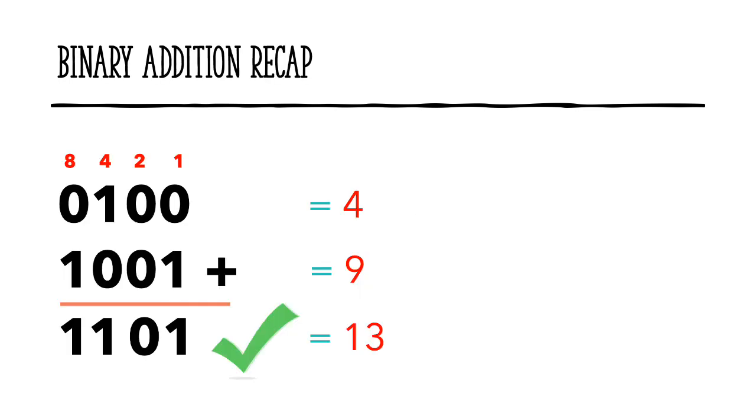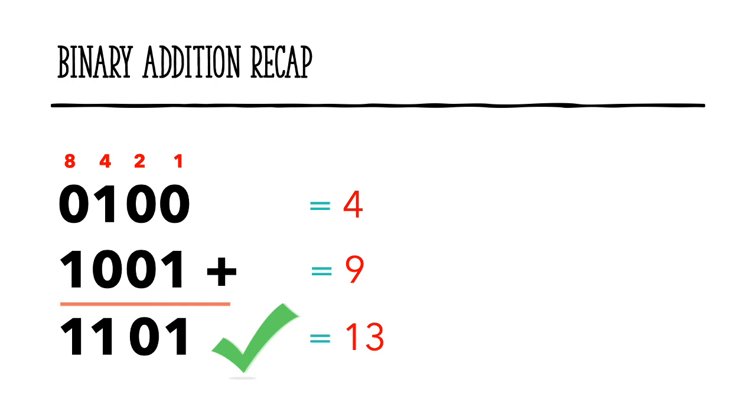To quickly recap adding binary numbers, the rules are largely similar to adding denary or decimal numbers. Write both binary numbers one above the other, make sure the columns line up, and then simply apply the rules of binary addition. In this example, 0 plus 1 is 1, 0 plus 0 is 0, 1 plus 0 is 1, and 0 plus 1 is 1. You can check your arithmetic by converting these binary numbers back to their denary equivalents. In this example, it's 4 plus 9 is 13.